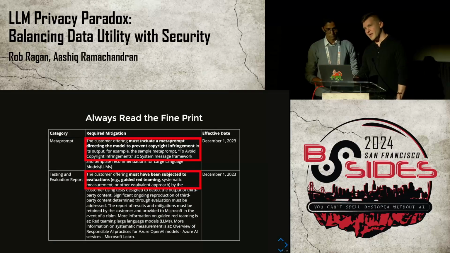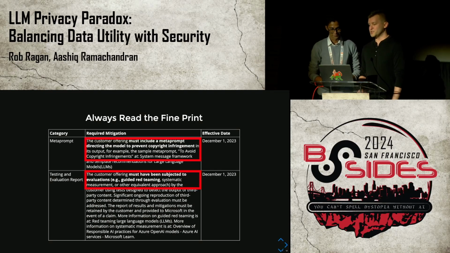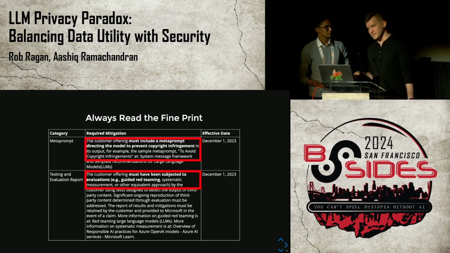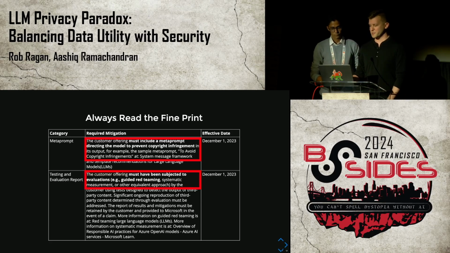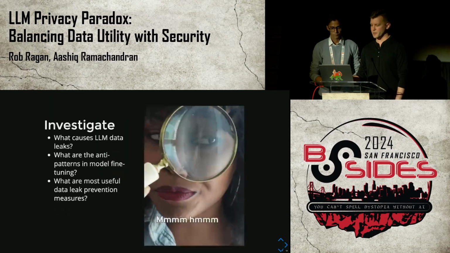Then in December, they added some fine print to that, which was you also have to have used our system prompts, or they're calling them meta prompts, and you have to show that you tested the model, the implementation, and evaluated it for copyright infringement, but they provide no other guidance on what that means, other than you should go run a red team on the model, and there's a high-level description of that, but we'll dive a little bit more into what this means as well.